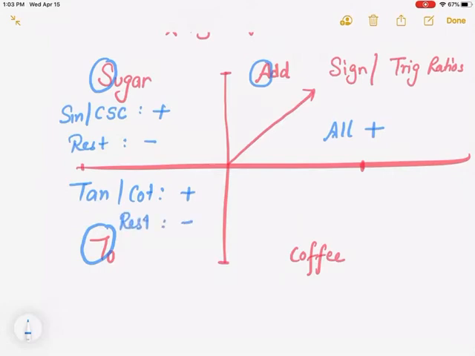And the last one, we borrow C from coffee. It means cosine and its reciprocal, which is secant, stay positive, and the rest of the ratios are negative. I'm not going to go into detail; we already talked about why it's negative and why it's positive. That's too much detail. The only thing you need to know is add sugar to coffee, and based off that, you can determine the sign of that trig function.